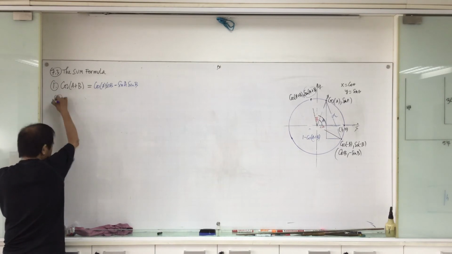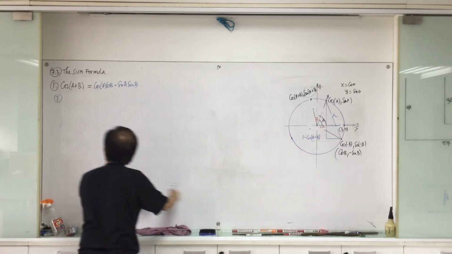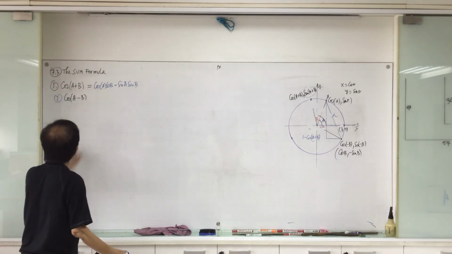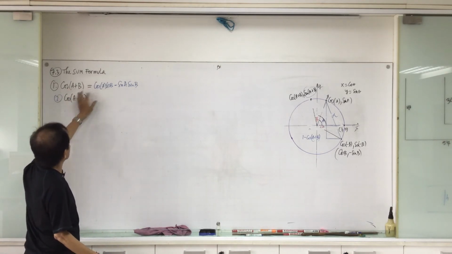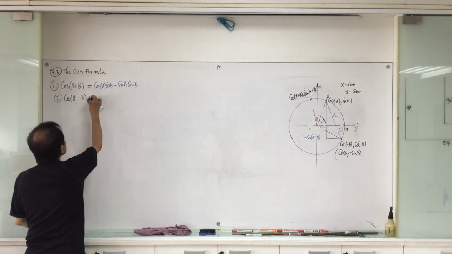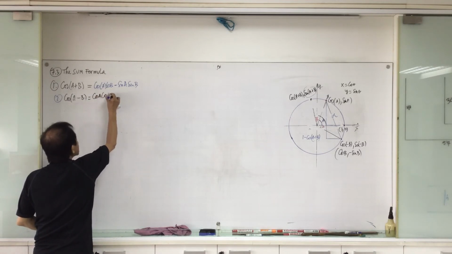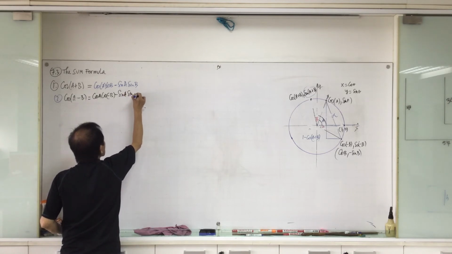Number 2, we want the formula for cosine of A minus B. So first of all, you can think about cosine of A plus or minus B, right? So you plug in here. A stays the same, but B becomes minus B, right? You plug in, so equal cosine A, cosine minus B, minus sine of A, sine of minus B.